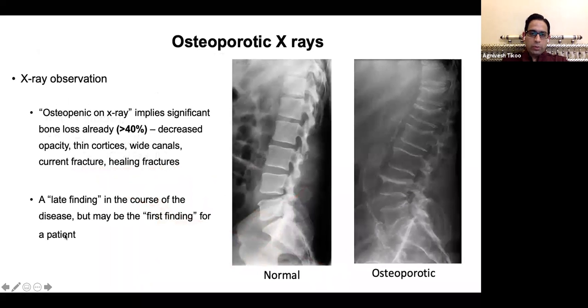So osteoporotic x-rays, unless you have a 40% decrease in the bone mineral, you will not be able to identify it on the bone x-rays. This is a normal or a reasonably age-adjusted normal x-ray, and this is an osteoporotic x-ray. You can see these multiple collapses which are there, which point to previous underlying fractures, that's why it's called a silent disease.